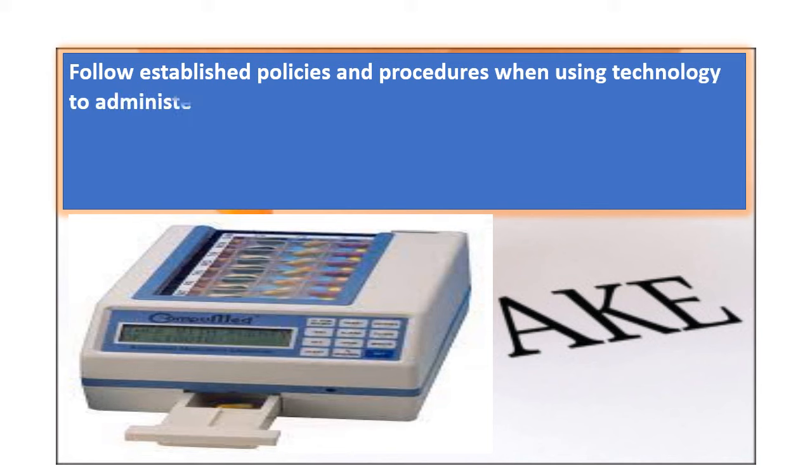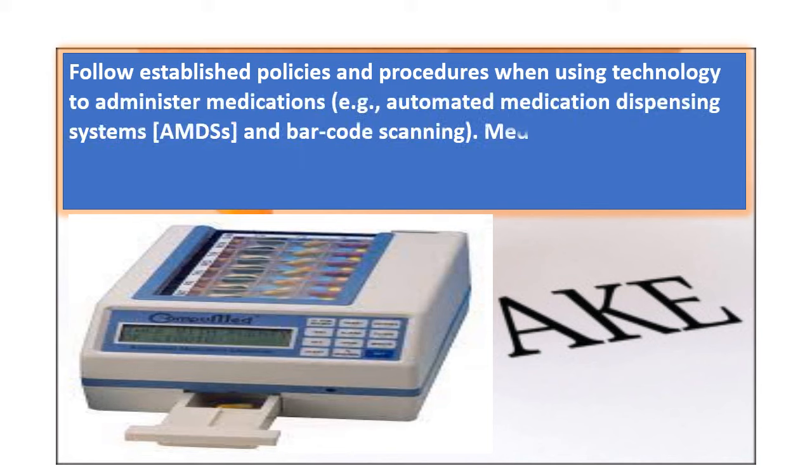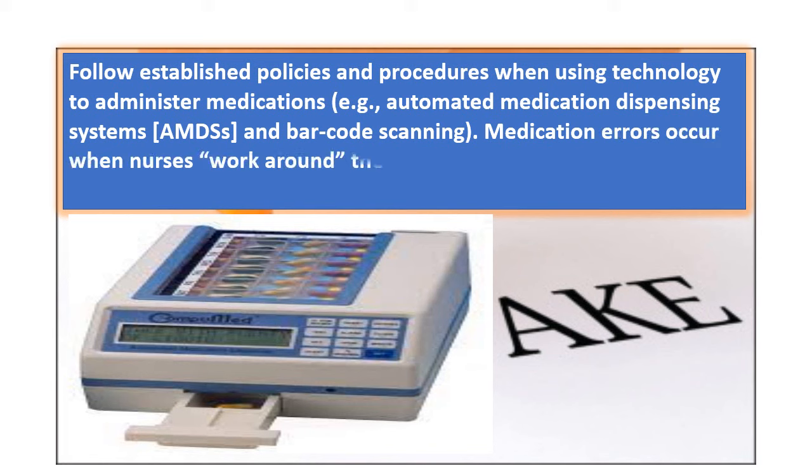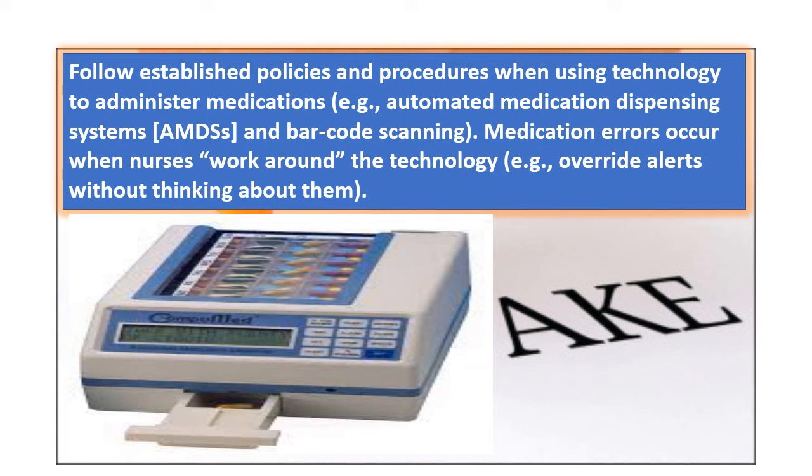Follow established policies and procedures when using technology to administer medications, for example, automated medication dispensing systems and barcode scanning. Medication errors occur when nurses work around the technology, for example, override alerts without thinking about them. And if a medication machine is alarming, all the nurses have to give attention to that.